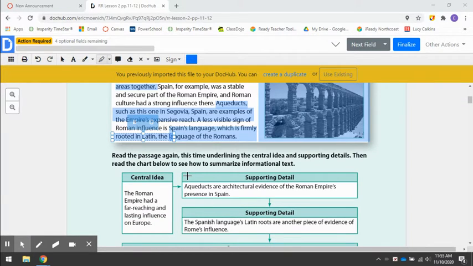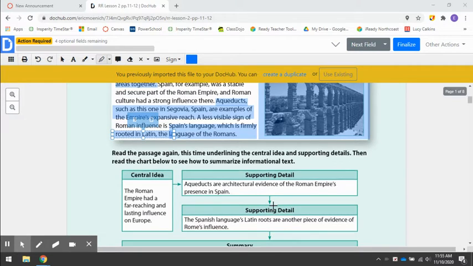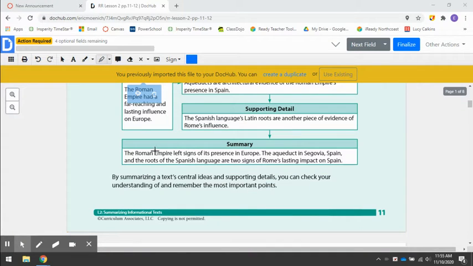And when you do the little math problem of adding the central idea plus supporting detail, it equals a summary, right? So the summary that we have here is that the Roman Empire left signs of its presence in Europe, and the aqueduct in Segovia, Spain, and the roots of the Spanish language are two signs of Rome's lasting impact on Spain. So it says by summarizing a text's central ideas and supporting details, you can check your understanding of and remember the most important points.